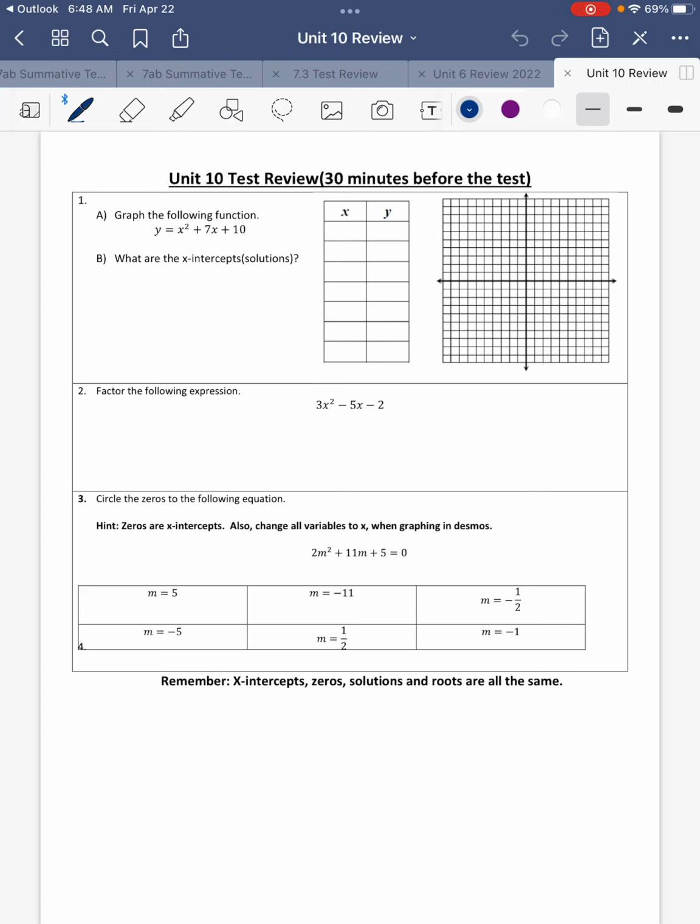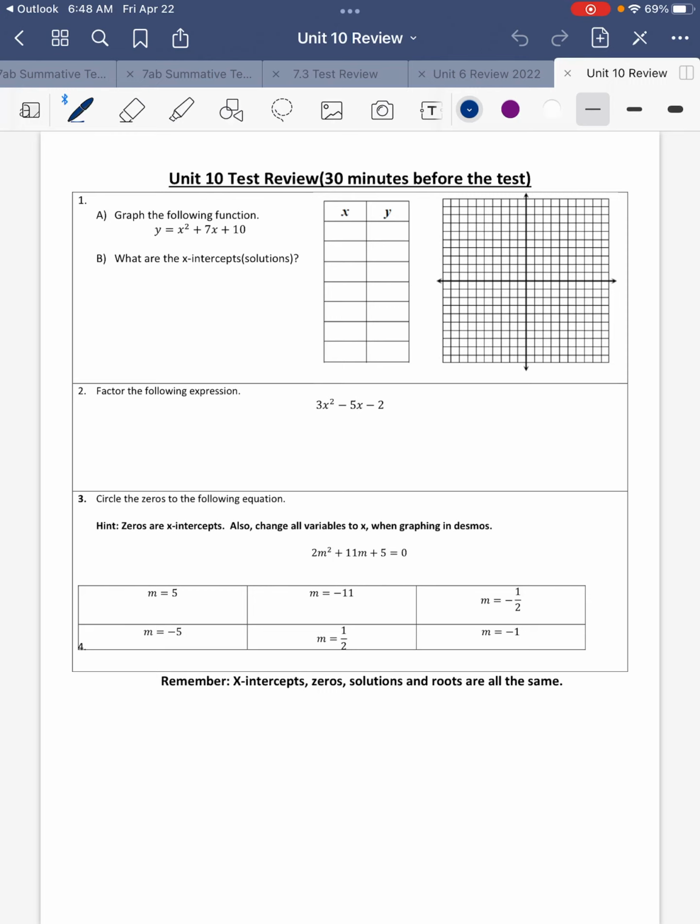So the first one, we have to graph the following function. So y equals x squared plus 7x plus 10. The x squared, the biggest exponent there, tells us that we're going to have a U-shaped graph. So what I want in the graph is I want the vertex, 2 points to the right and 2 points to the left. Those are the main points to draw a beautiful graph.